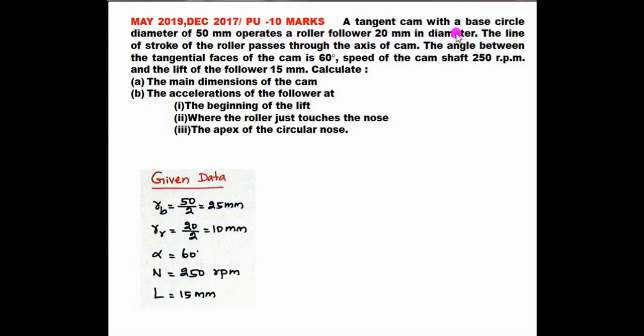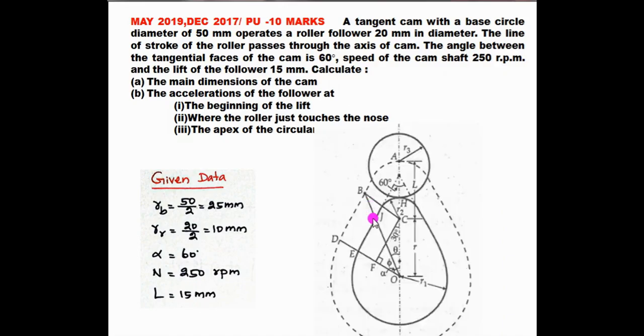A tangent cam with a base circle diameter of 50 mm operates a roller follower 20 mm in diameter. That is, the radius of the base circle is 25 mm and the radius of the roller is 10 mm. The angle between the tangential flanks of the cam is 60 degrees, that is, the angle between these two tangents is 60 degrees. The half of the angle is 30.